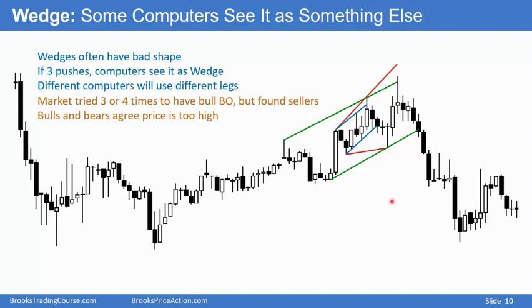It doesn't matter if you call it a wedge, an expanding triangle, or channel. The market continues to reverse after every attempt to break to the upside. Usually then the market tries to go the other way. It'll conclude it has gone too far up.